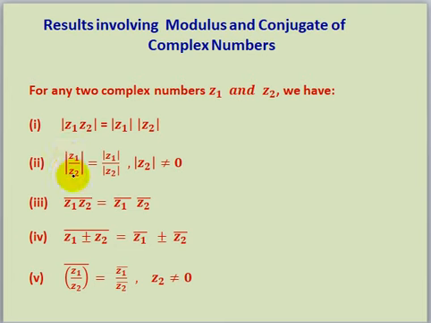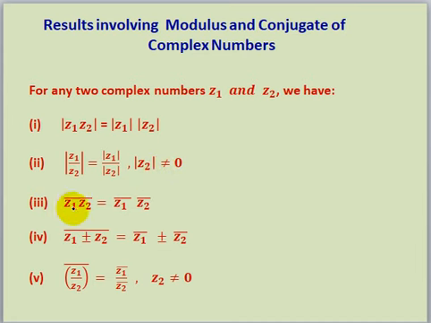In the same manner, if you are dividing complex number z1 by z2, reducing it to a new complex number and then taking its modulus, or you are dividing the modulus of z1 by the modulus of z2, they will reduce to the same result. The condition to be met here is that the modulus of z2 should not be equal to 0. That will happen if z2 is not 0, then its modulus will not be 0. Okay.